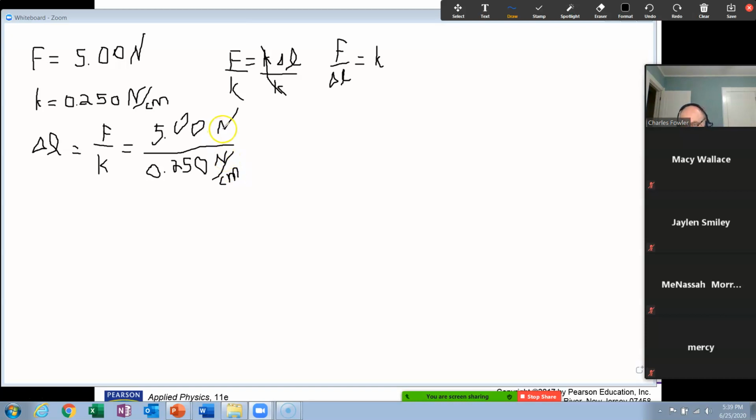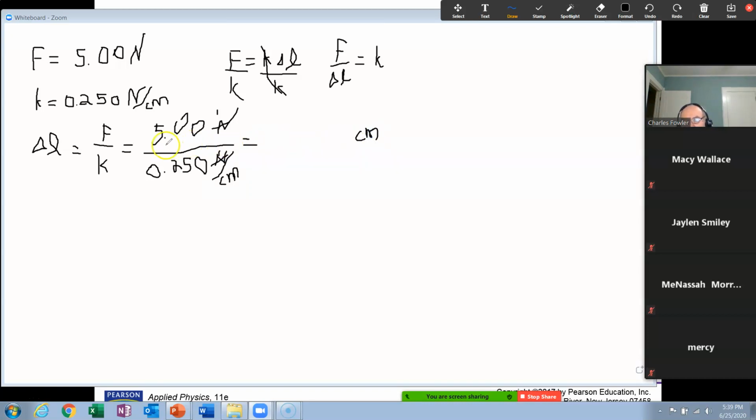Now, let's deal with the units first. This newton will cancel that newton out, and that gives you basically no units here. We'll just call it 1 over centimeter. 1 divided by 1 over centimeter is 1 times centimeter over 1, which is centimeters. That's going to be a great measure for your delta L. So let's do the numbers. We know the unit is going to be centimeters.